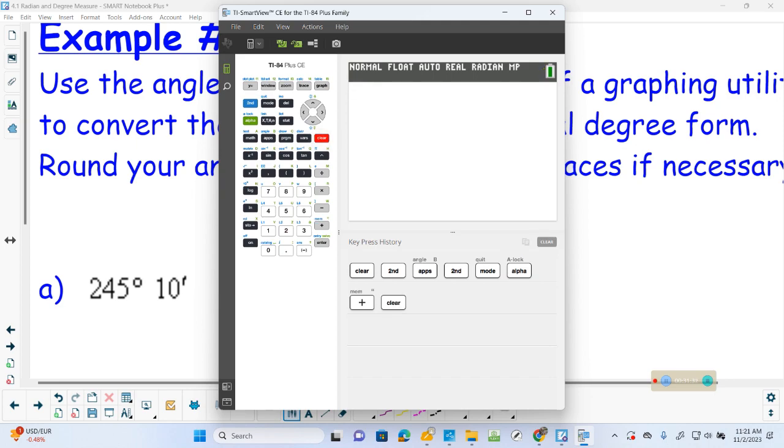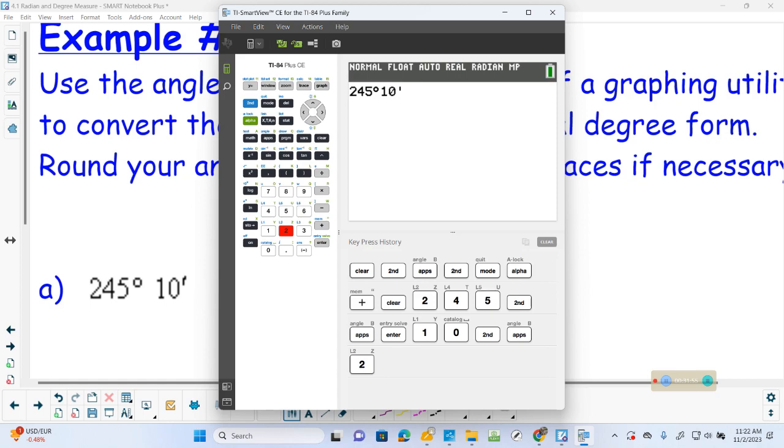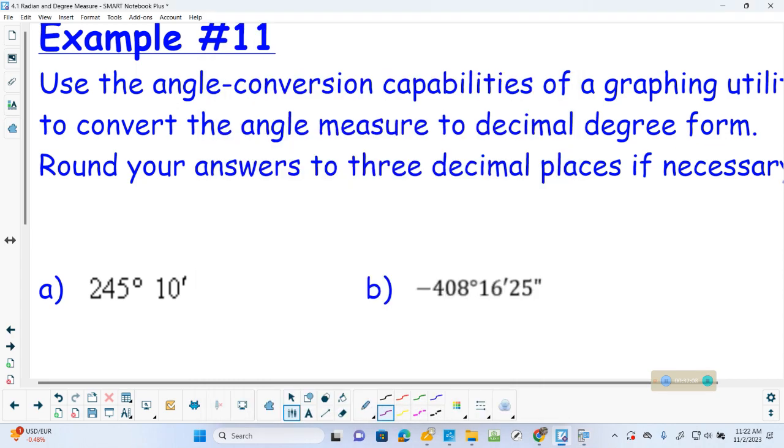So here's what you're going to do. We're going to type these in. I'm going to type in 245. I'm going to get into that apps menu, second apps. I'm going to put the degree symbol on. That's why it doesn't matter. Even though my mode's in radians, me putting the degree symbol on is forcing it into degrees. And then 10, second apps, and then number 2 for minutes. Now when I hit enter on it, you can hit enter, it's going to give you a decimal answer. It's converting that minute part just into a straight decimal. So I'm going to put my answer as 245.167 degrees.